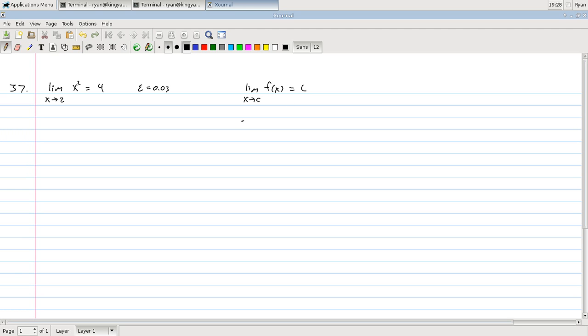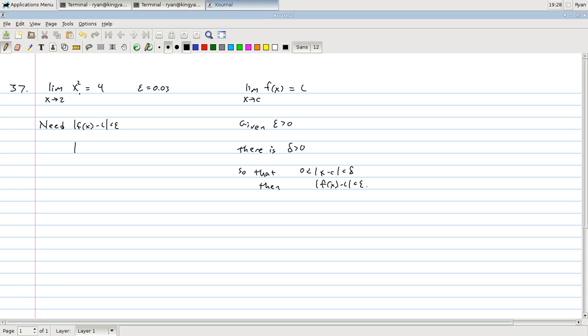This means that given any positive number epsilon, we can find a positive number delta so that as long as x is within delta of c, then f of x will be within epsilon of L. So our goal, what we need, is this second part of the definition of limit to be satisfied. We need absolute value of f of x minus L to be less than epsilon.